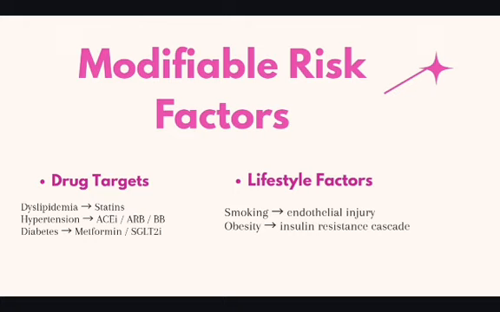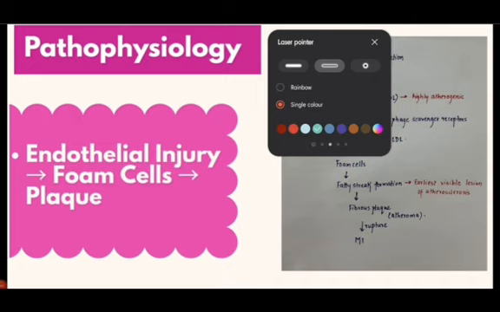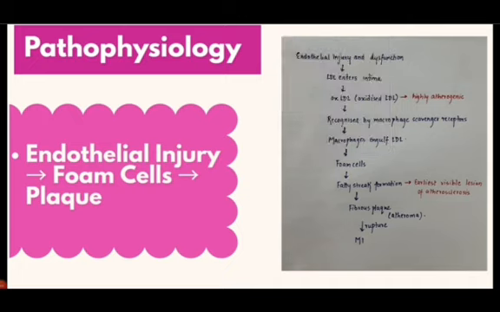Next is obesity, which drives the insulin resistance, which leads to dyslipidemia, and rest, which drives everything else. Okay, now the pathophysiology behind ISD. It starts with endothelial injury. The inner lining of the coronary artery, the endothelium, gets damaged. Now the question is, what damages it? Smoking, high blood pressure, high blood glucose, basically everything in the modifiable risk factor list damages it.